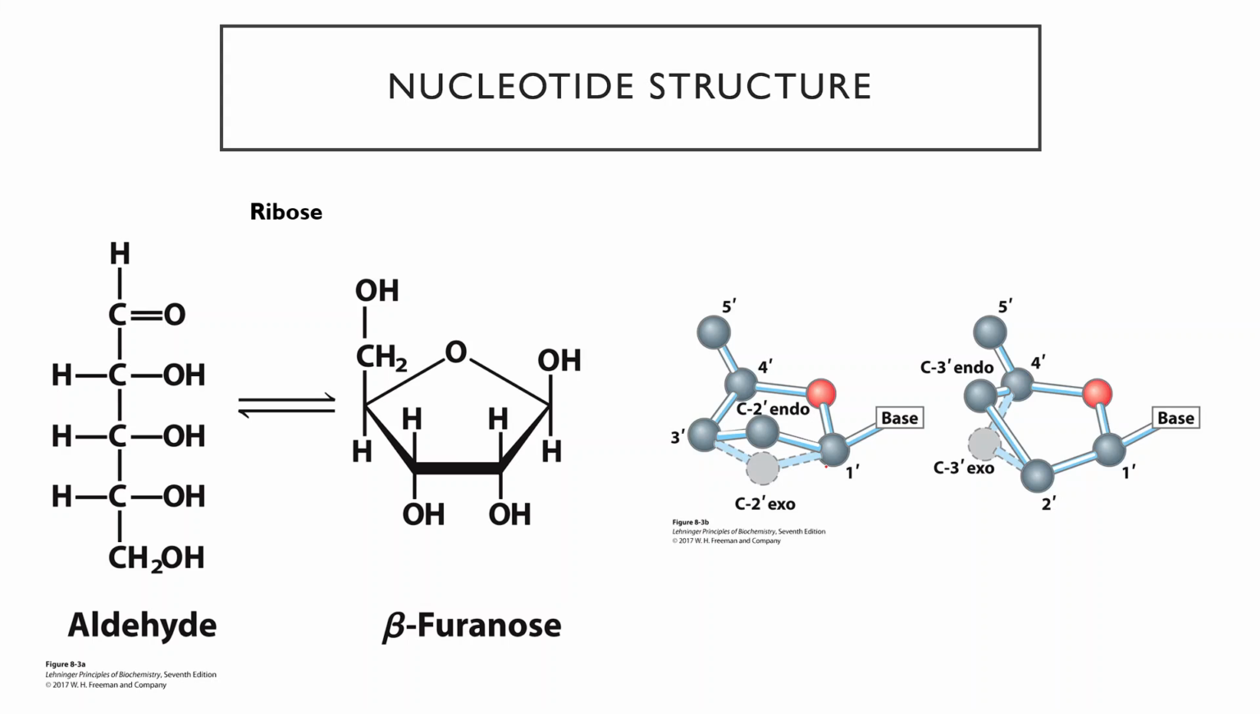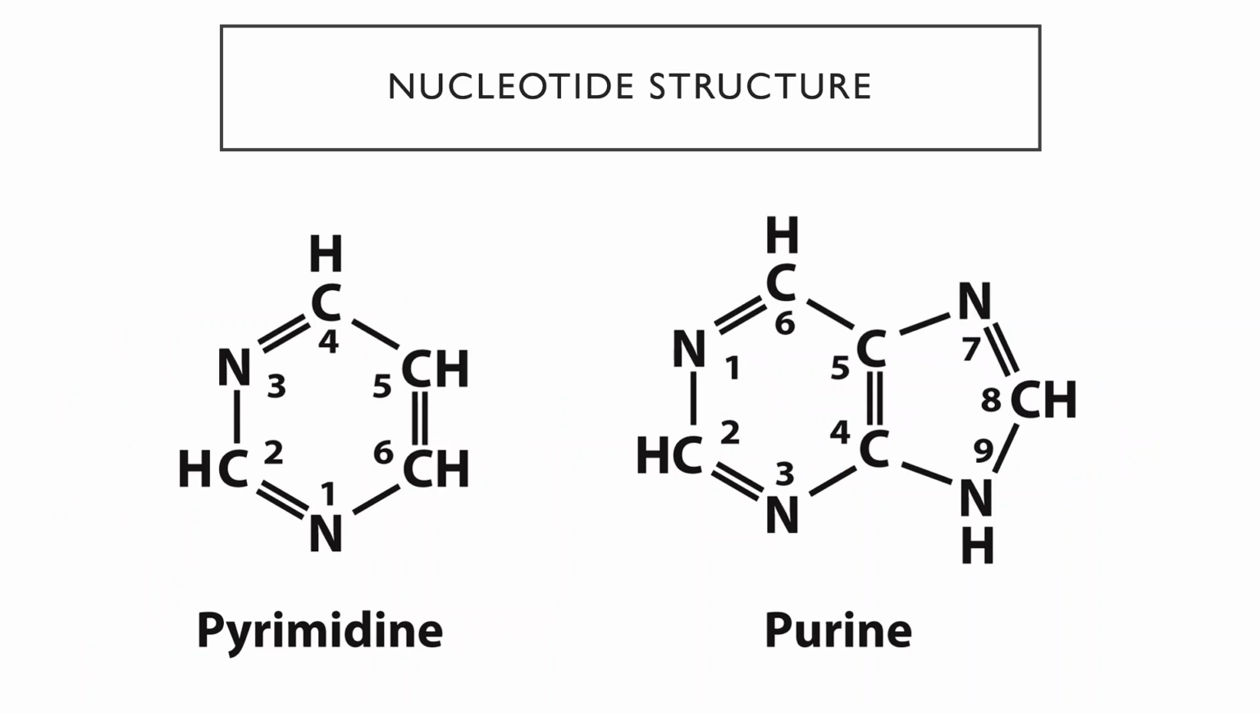So the reason we call the carbon that the base is attached to 1 prime, and then we go 2 prime, 3 prime, 4 prime, and so on, with the 5 prime carbon sticking up, is that the atoms in the base get numbered first. With pyrimidines, there's 6 atoms in that ring, and starting with this nitrogen, we call them 1, 2, 3, 4, 5, 6 in clockwise order. And then the purines have their own numbering system.